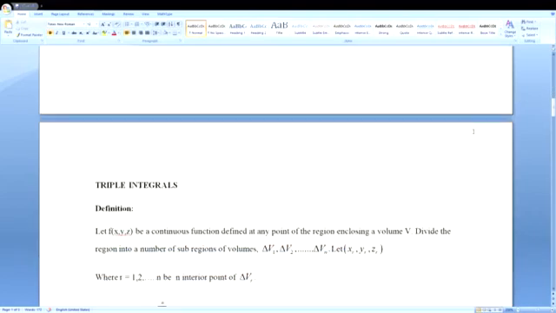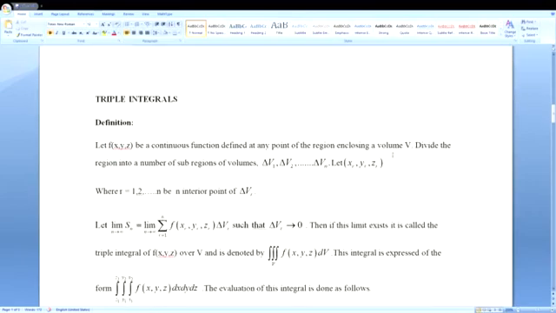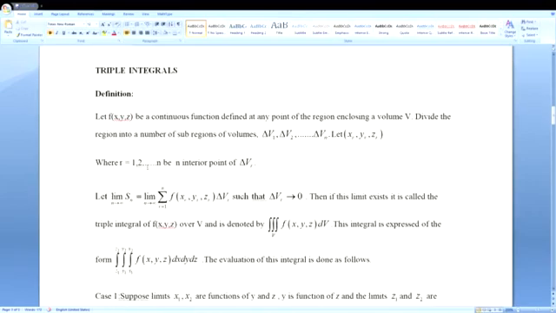Today we are going to see what is triple integral and how to evaluate it. Let f be a function of three variables x, y, z. It is a continuous function defined at any point of the region enclosing a volume V. Divide the region into a number of subregions of volumes delta V1, delta V2, etc., delta Vn. Let (xr, yr, zr), where r equals 1 to n, be n interior points of delta Vr.